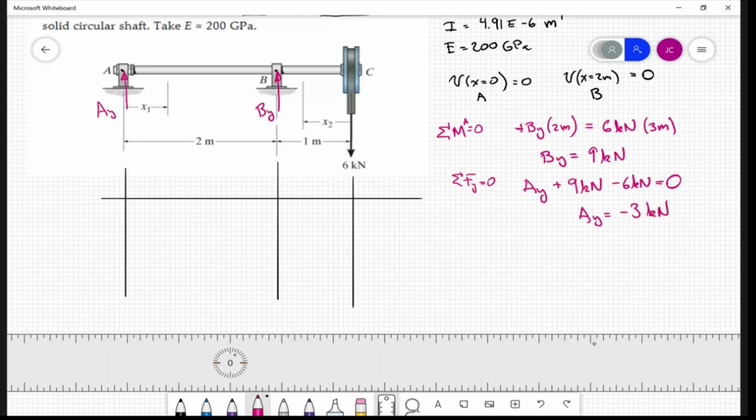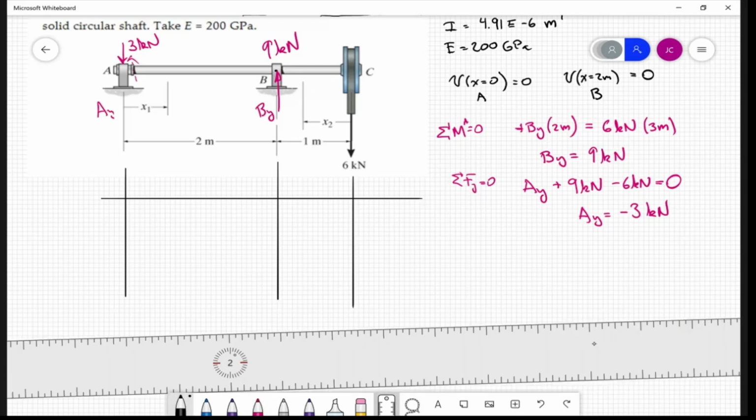All right. So actually AY is going to go down this way. So we got 3 kilonewtons acting that way, and then we have the 9 kilonewtons acting up here. If this is 3 kilonewtons acting down, that means just to the right you're going to have 3 kilonewtons acting up. So that's actually a negative shear, right? So let's draw this.